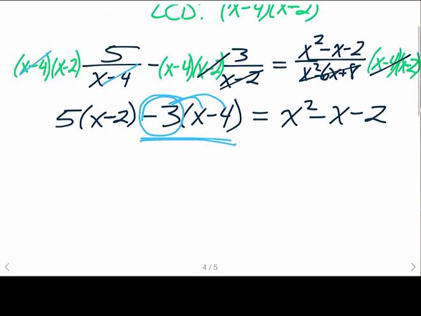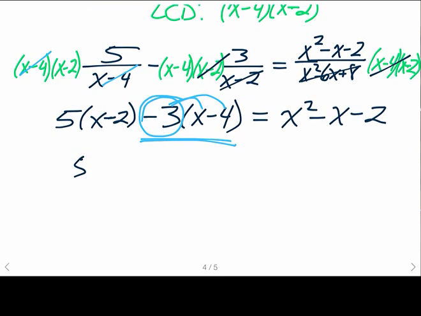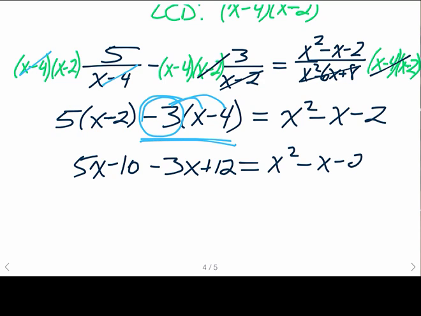Well, distributing throughout here is going to give us 5x minus 10 after we distribute in the first term, then minus 3x plus 12, and on the right-hand side we're going to say that that's equal to, it didn't change, x squared minus x minus 2.